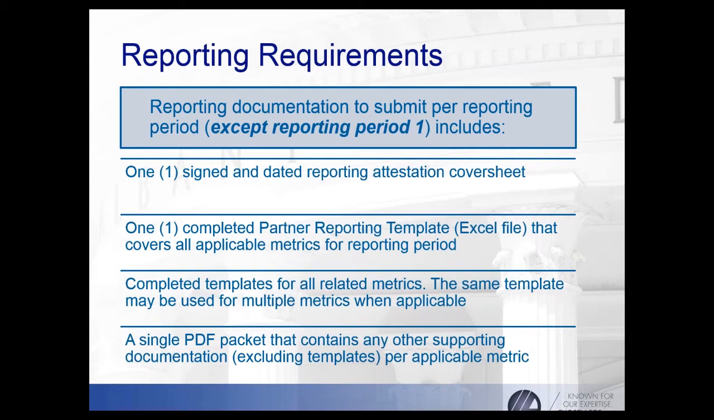So every reporting period, there are essentially 4 key items that will have to be included in your reporting documentation. You will have to have a signed and dated reporting attestation cover sheet, which is found in a tab within your actual reporting template. You will also have to submit your completed partner reporting template, which is the Excel file that you all should have received, with all the information for the appropriate reporting period. You will have to complete any templates that you received that AMCH has provided for particular metrics.